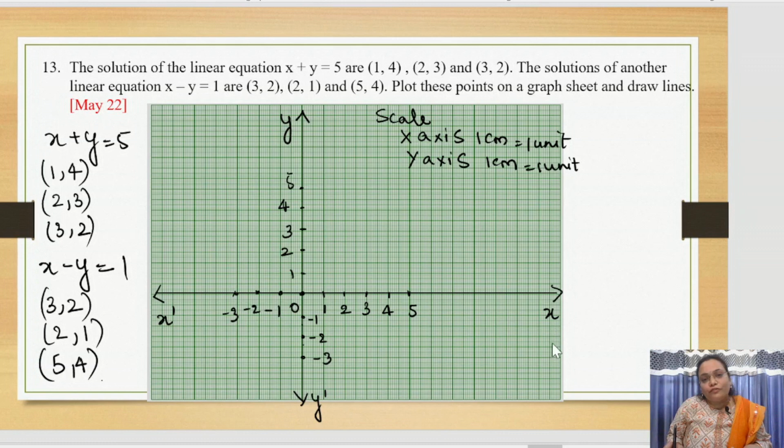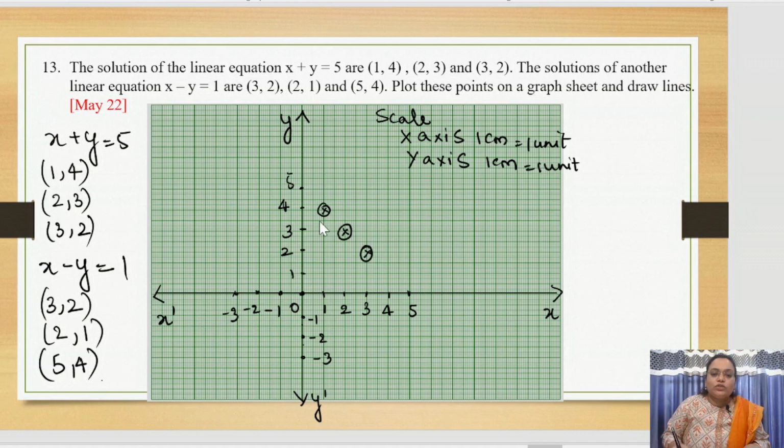Okay. Do not forget to take x-axis, y-axis and origin, and do not forget to write scale on the top right corner in your exams. Okay. So the first one is 1 and 4. 1 on the x-axis and 4 on the y-axis, which is here. The next one is 2 and 3. 2 on the x-axis and 3 on the y-axis, which is here. The next one is 3 and 2. 3 on the x-axis, 2 on the y-axis, which is here.